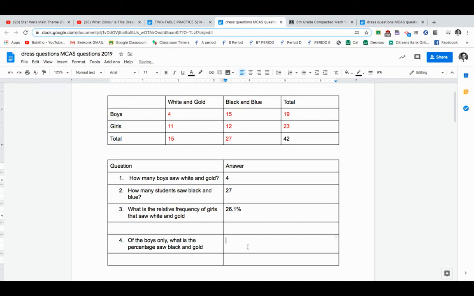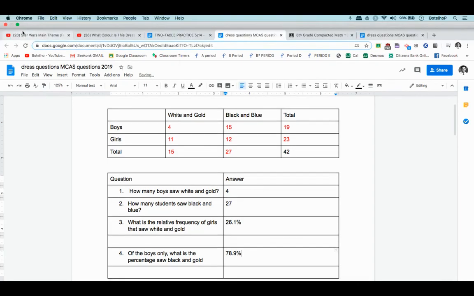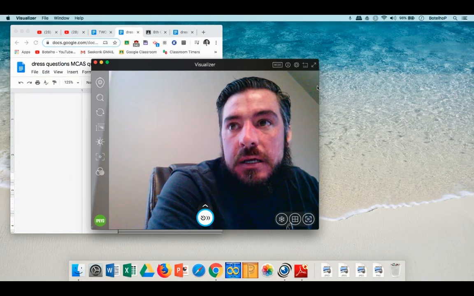And then the last one, of the boys, only what percent saw black and gold? Most of the boys saw black and gold. 15 out of 19 did. So 15 divided by 19, that is 78.9%. All right, so that's what you missed during our recap today.